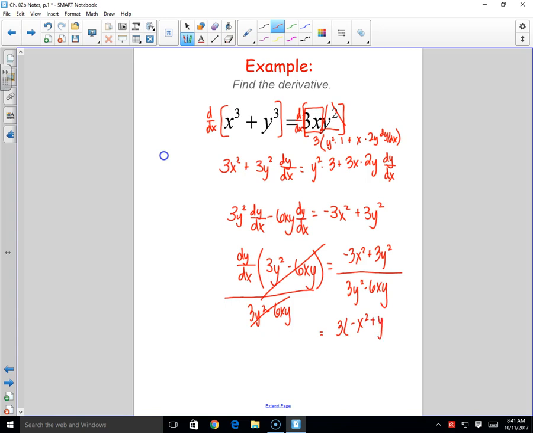Negative x squared plus y squared. They might write it y squared minus x squared. Same thing. We could pull out technically a 3 and a y, I suppose. Y minus, no, not y squared, sorry. Y minus 2x. 3 is reduced. I'm not really sure there's much more to do after that. You guys okay if we just box it in?